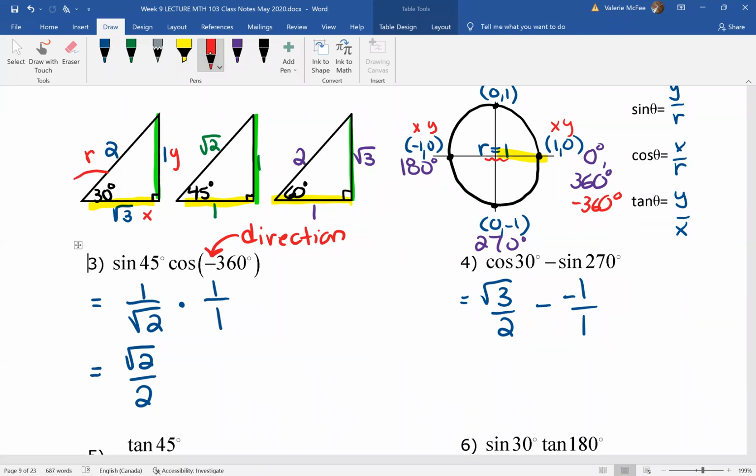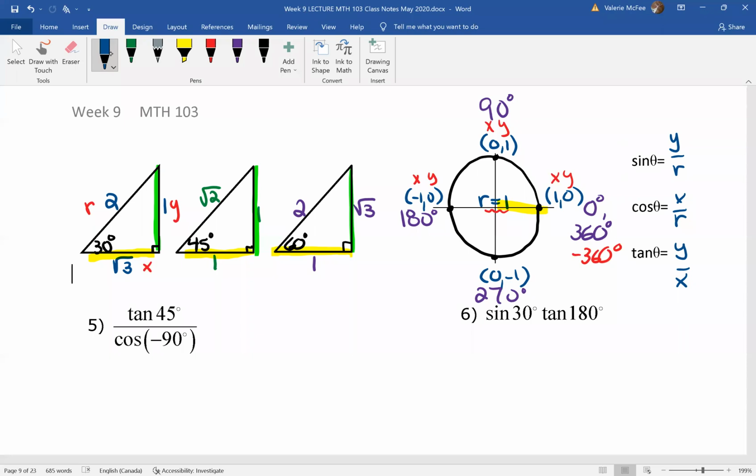Cosine of 30 degrees, you use the 30-degree triangle, where x is root 3 and r is 2. Sine of 270 degrees, we're here on the unit circle, where y is -1 and r is positive 1. So we can simplify this to root 3 plus 2 over 2 and write it as root 3 plus 2 all over 2. Answer question 5.